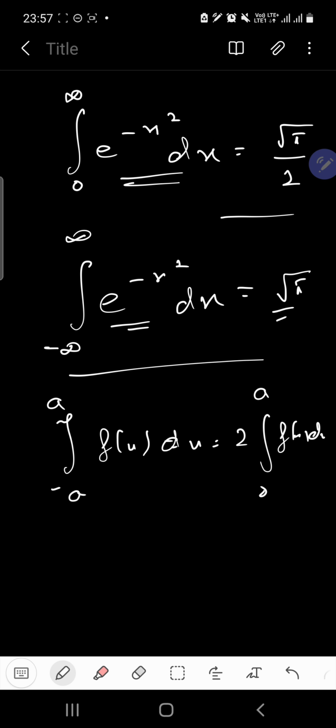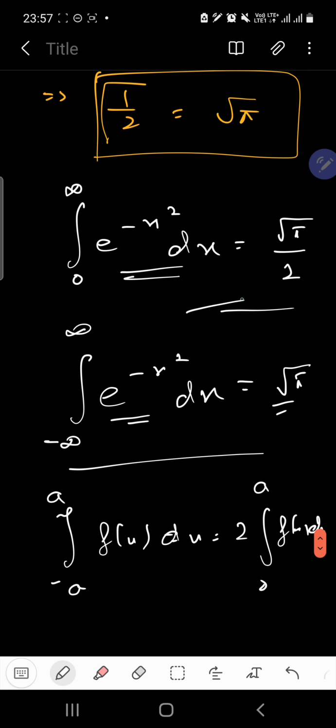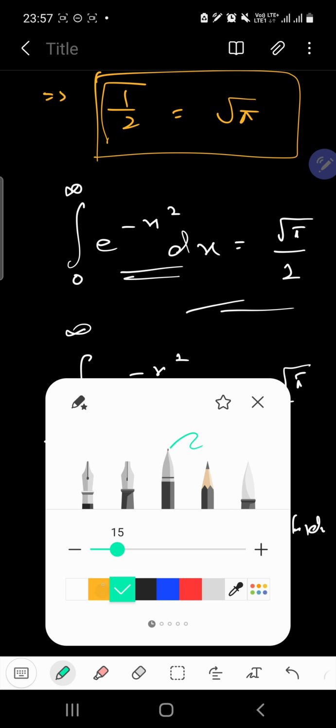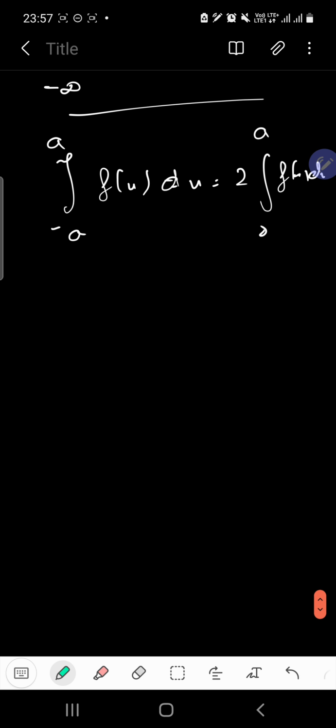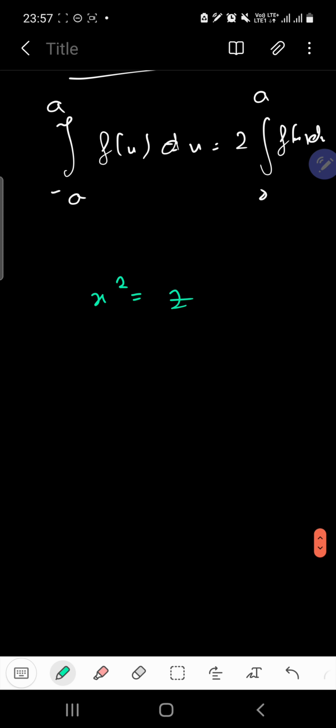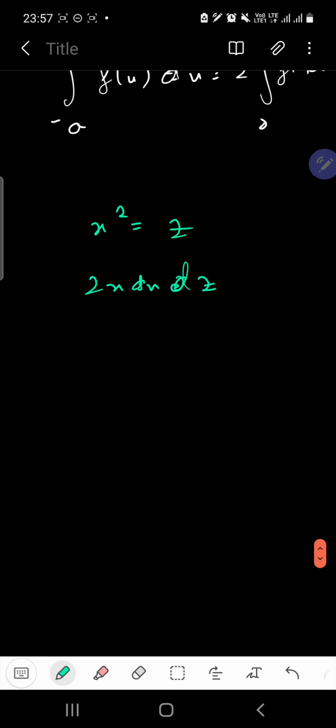Got it? Achha, how do we find this? Finding this, you can apply it yourself also. It is quite easy. What we do is nothing special. We actually take x square equal to z. Clear? We take x square is equal to z. Okay. So from here we get 2x dx is equal to dz. Clear? And from here basically what we get is the integration from 0 to infinity.